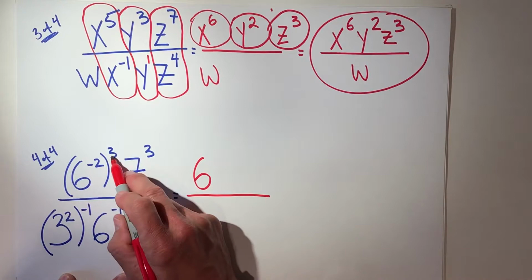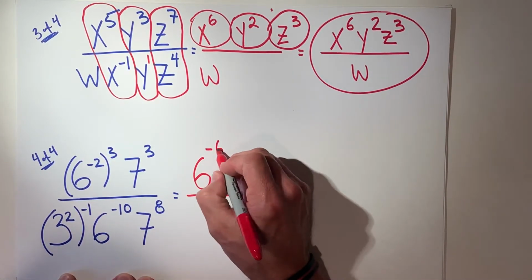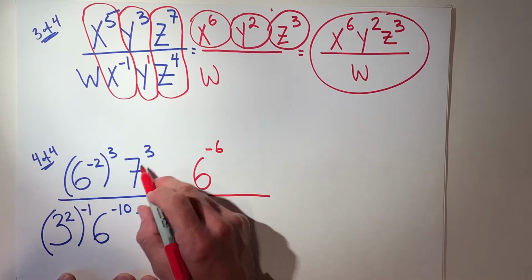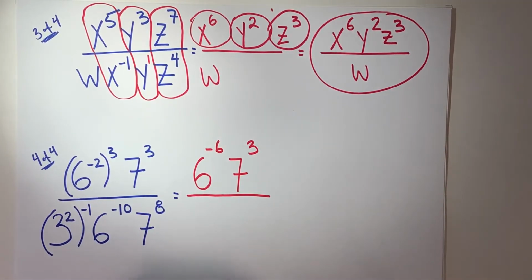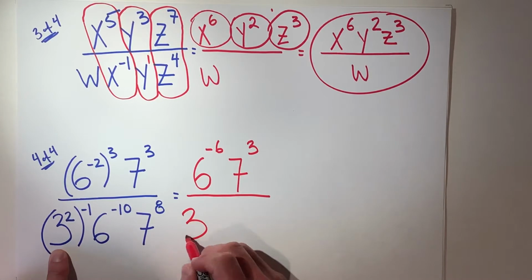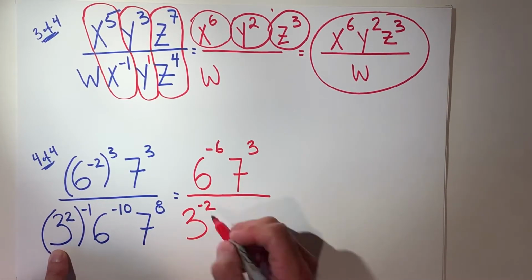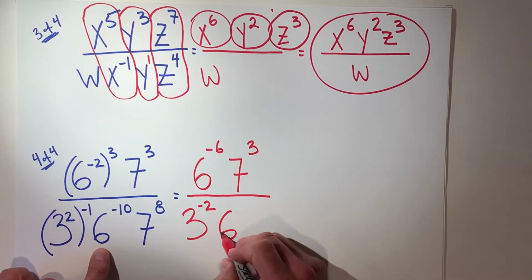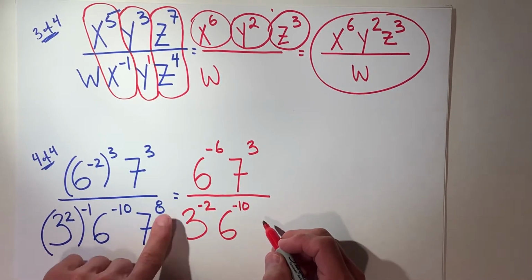6 to the negative 2 and 3, so negative 2 times 3. Negative 2 times 3 is negative 6. And I have 7 to the third power, and that doesn't really do anything, so I just write 7 to the third power. It doesn't do anything because there's nothing to do. On the bottom, I have 3 to the 2 times negative 1. 2 times negative 1 is negative 2. 6 to the negative 10. For now, I'm going to go ahead and leave that alone. 7 to the 8.